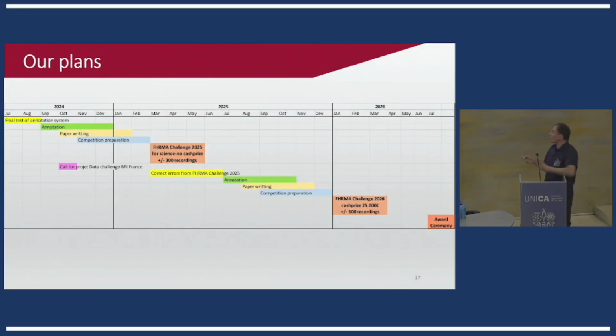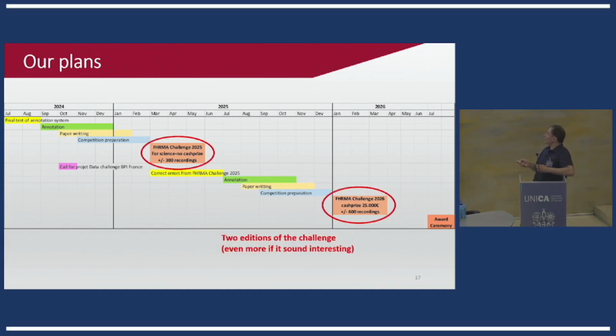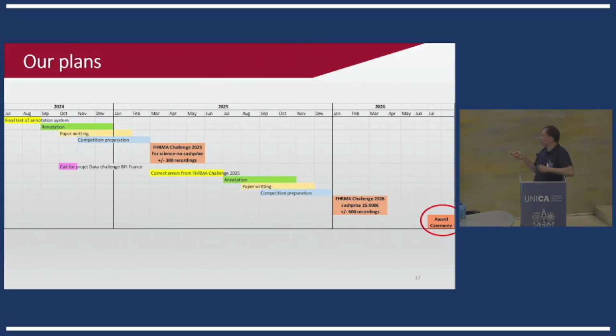So to finish this project, we plan to do 2 competitions. The first one next year with a small dataset, which will be as fast as possible. It will be for science. There will be no cash prize. And the aim after is to build a bigger dataset in 2026 and to have funding for a cash prize. And maybe we could hold the award ceremony at the next PAM Congress if we have the opportunity.